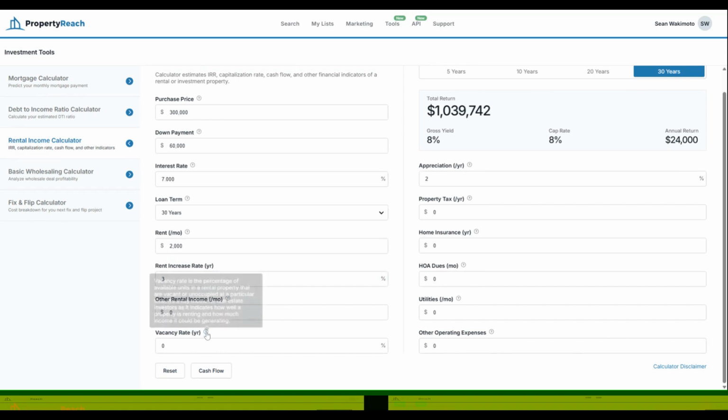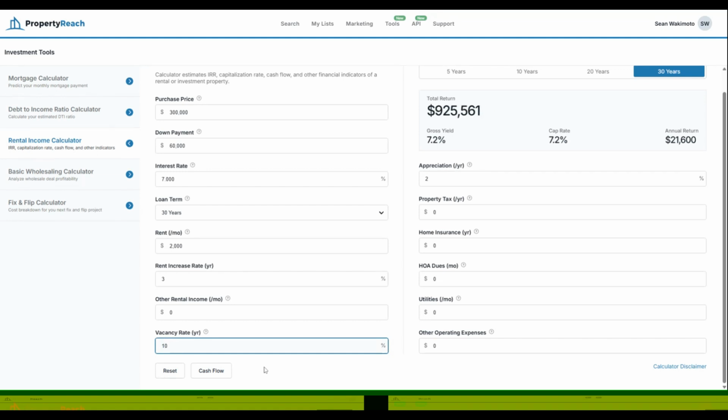And then the vacancy rate. The vacancy rate is the percentage of available units in a rental property that are vacant or unoccupied at a particular time. This is really the percentage of time that property is vacant. Some people use 20%, some use 15%. I'm going to use 10% of the time the home is vacant. So roughly a month out of the year. This is why I like this. I would say a month out of the year that home is vacant because it's a year lease. So I like 10%.